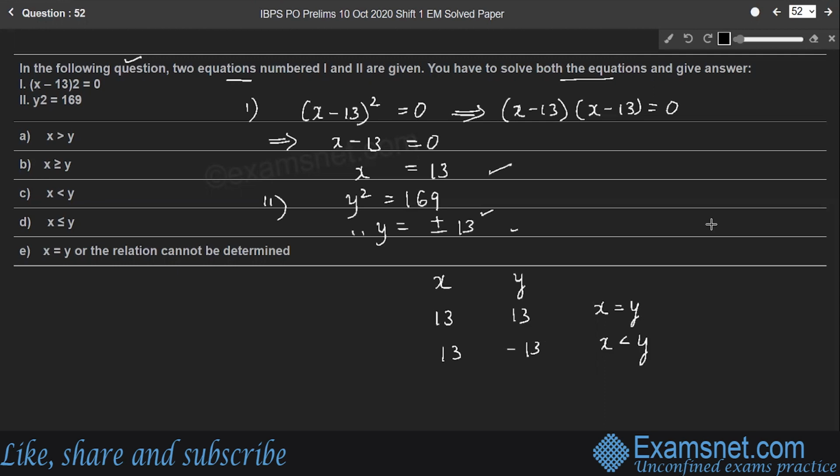Therefore, x is greater than y, sorry. x is greater than y. Therefore, x is greater than or equal to y. Therefore, we can conclude x ≥ y, option B.